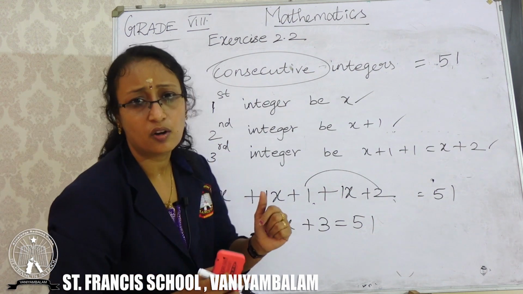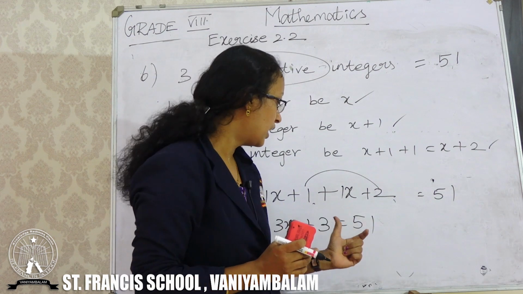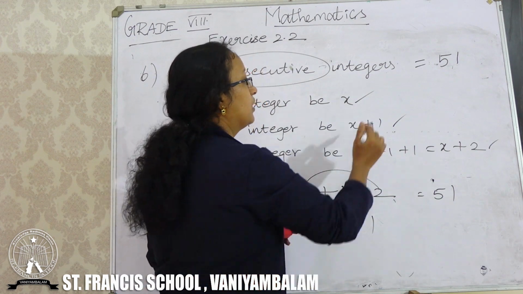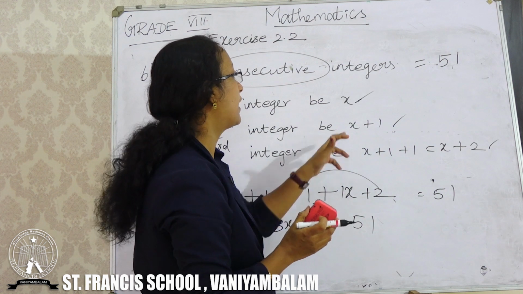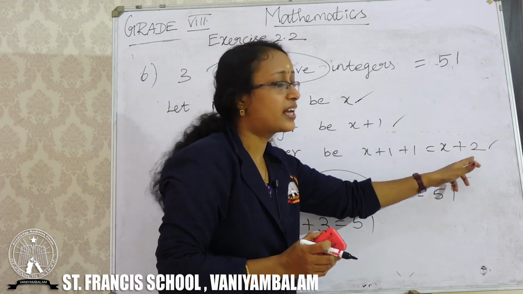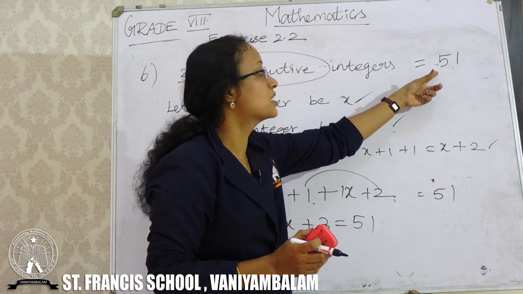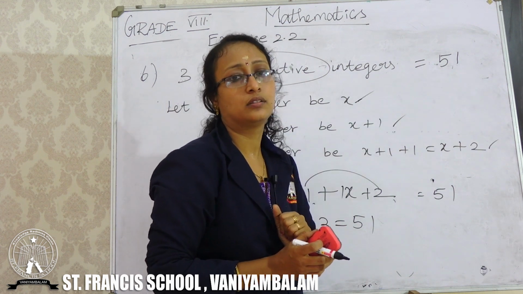And you can check it. How will you check whether your answer is correct or not? At last you will get the x value, right? Find x plus 1, find x plus 2, and add all these numbers. You will get 51. Got it?